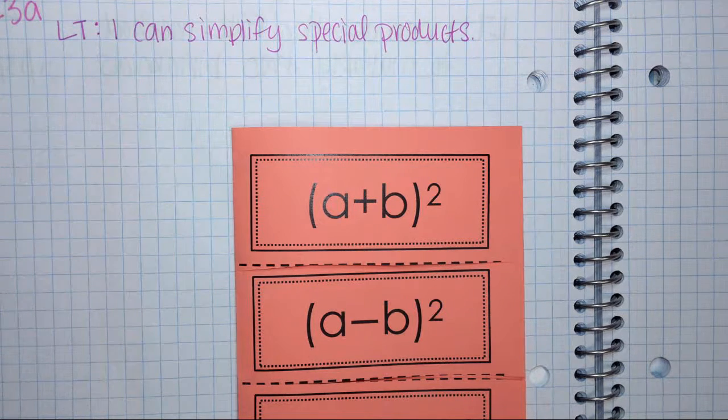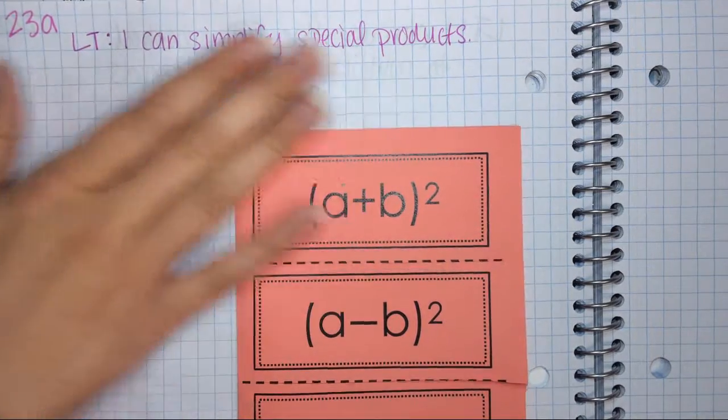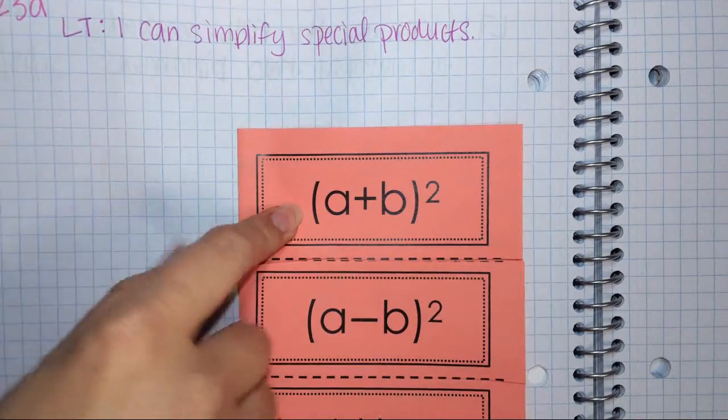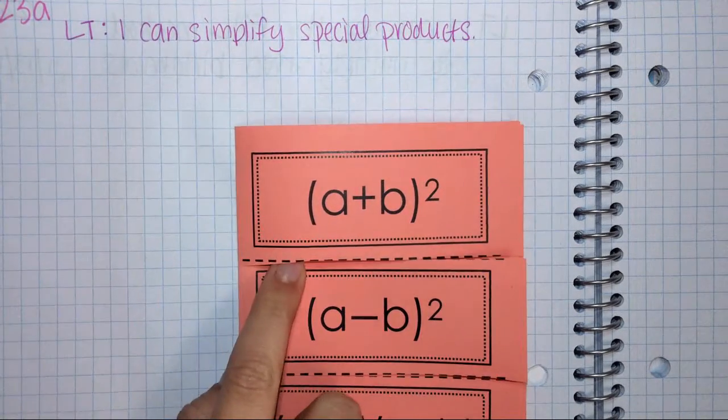Alright, here we go. I can simplify special products. So far in our polynomial unit, we have added and subtracted polynomials. We have multiplied a monomial times a polynomial. We have used FOIL to multiply two binomials, but today we're going to do special products. Are you guys ready? Go.